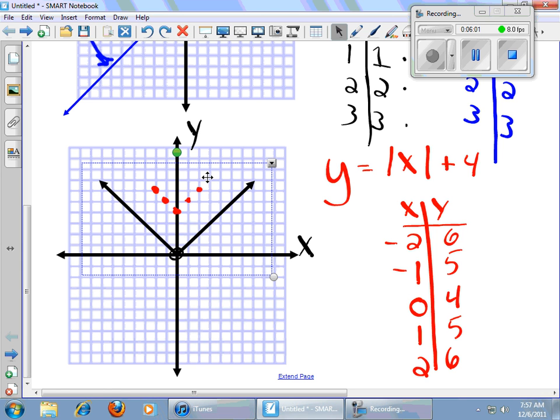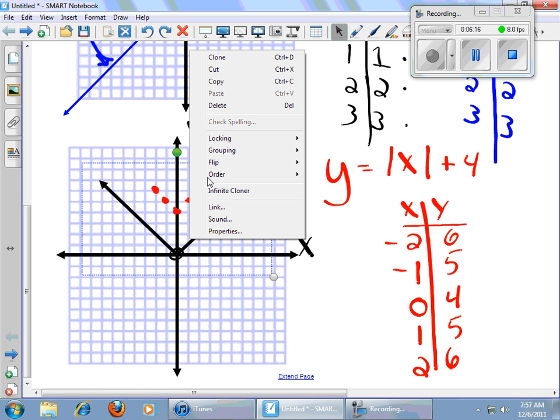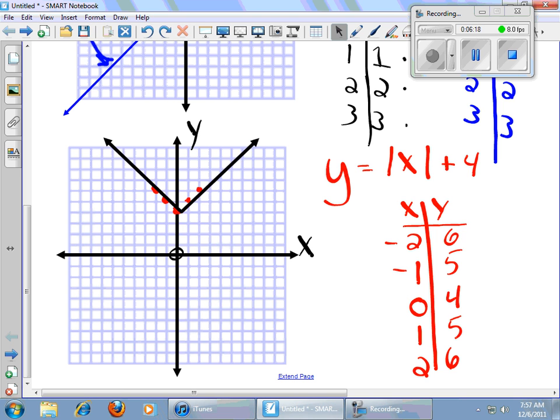Its vertex was at 0, 0, and then it had points at 1, 1, 2, 2, 3, 3, and negative 1, negative 1, negative 1, 1, negative 2, 2, negative 3, 3, etc. Well, adding 4 to the outside simply shifted it up 4 units. That's all it did. So, in other words, it changed the y-intercept.